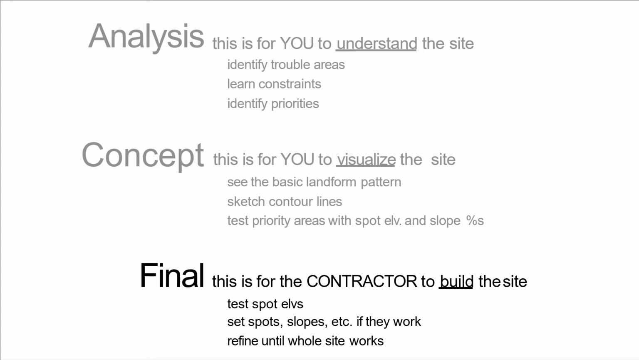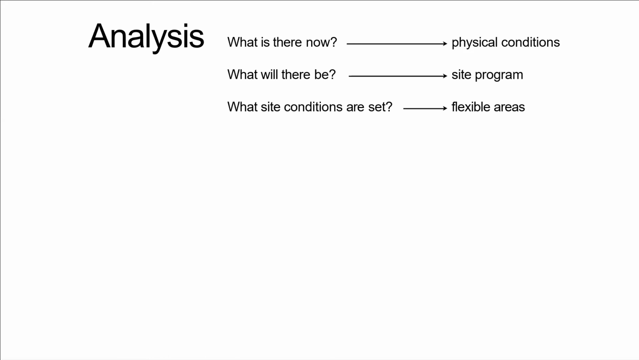The final step in developing a grading plan is the actual final drawing. This is something that the contractor will use to actually build the site. So in this, you will need to test your spot elevations, and your slopes, to see if they work and refine it until the whole site works. There really isn't a lecture that can cover that. We are going to be covering that with our reviews as we go through the process. But right now we want to start with an analysis.